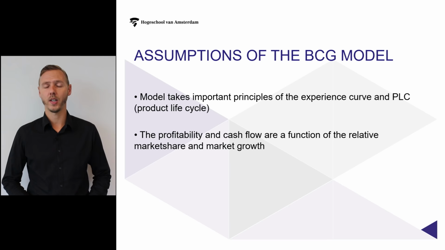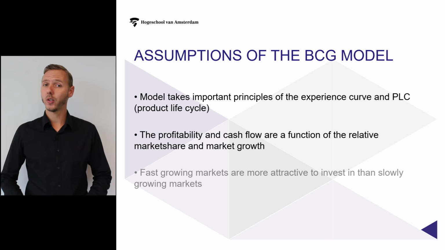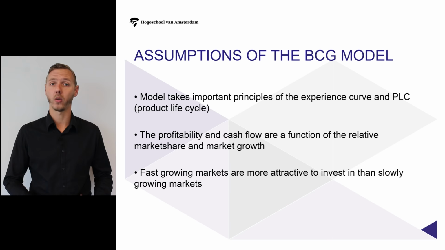The profitability of the cash flow are a function of the relative market share and the market growth, which kind of is strange, but the model states that if you have cash flow and you invest it in question marks, then your market share will rise. Okay, but it's an assumption. Fast-growing markets are way more attractive to invest in than slowly growing markets. That's what the model tells you. If this is true, I'll leave that in the middle.